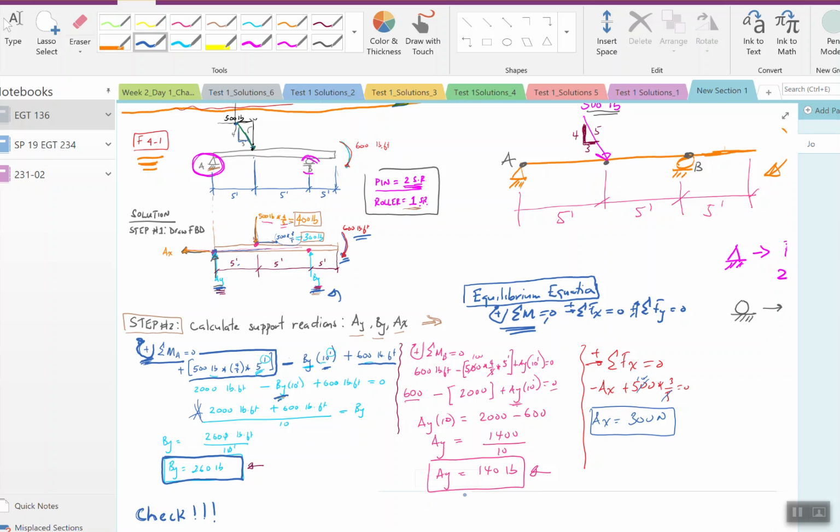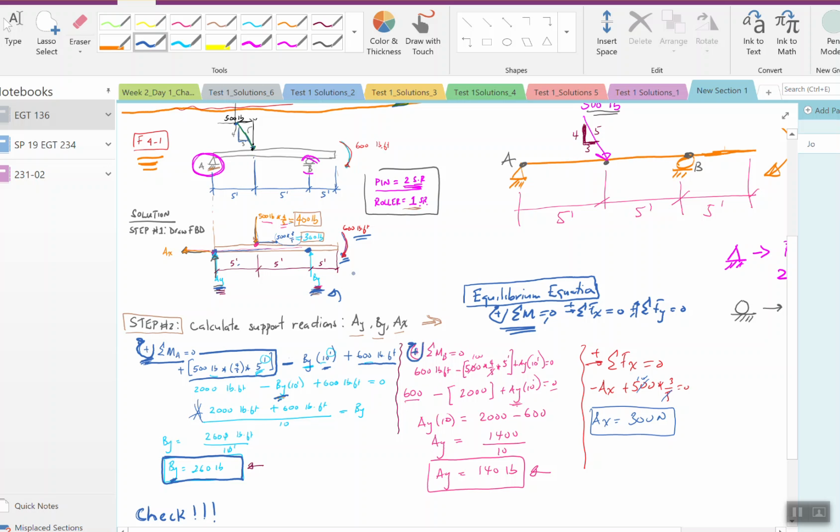And your By here is 260 pounds. Our next step now, since we found support reaction By, is to find our support reactions Ay and Ax. For the Ay, the first step I encourage you to do is take the moments about point B now. Let point B, where the roller is, be your point of interest. So the sum of the moments about point B equals 0.